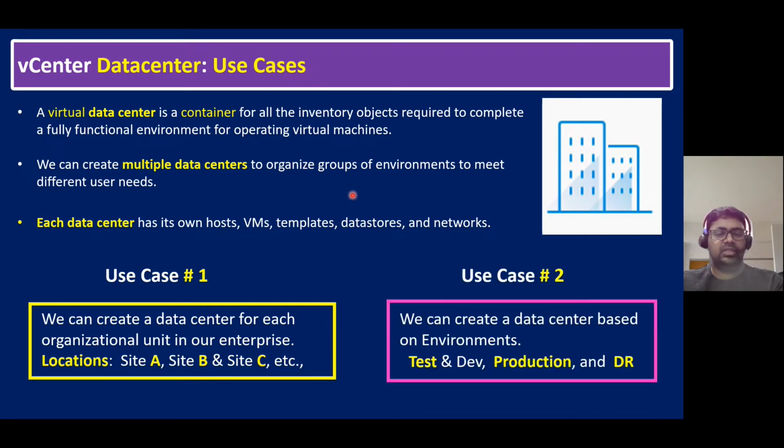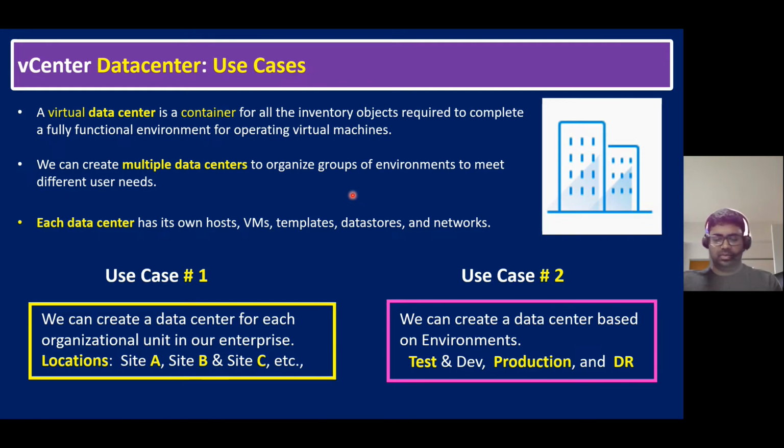And another use case: sometimes in our vCenter server, instead of locations, we can also make it environment-wise. We can create a data center based on environment, one data center specifically for test and development, another for production, and another for the disaster recovery site. So these three represent specific environments. Normally test and dev means all our test ESX hosts and test virtual machines run in this data center. And our production workloads will run in a production data center. And our disaster recovery site maintains all our disaster recovery exercise related ESX hosts, virtual machines, data stores, networks, and so on. Okay.